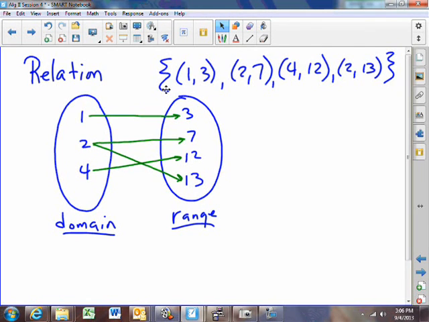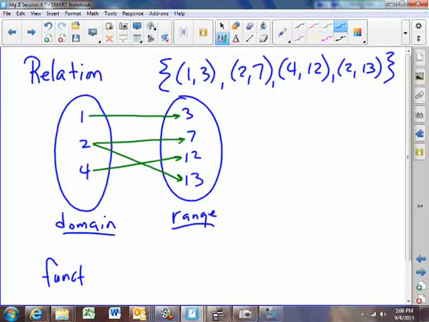Functions are very important to us mathematicians. A function is a set of ordered pairs, or a relation, where no two distinct ordered pairs have the same first member.